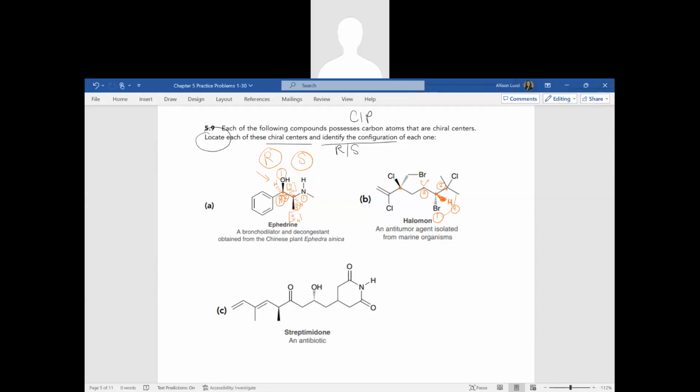If I looked at this, I would say, well, it looks S because we are going counterclockwise. But again, we need to invert because we have to switch our lowest priority group to be on a dash instead of a wedge. So we would call this an S configuration on this carbon here. Or rather, I'm sorry, we would go from S to R, right? So this would be our R configuration on the carbon on the right. So let's take a look at the other site.